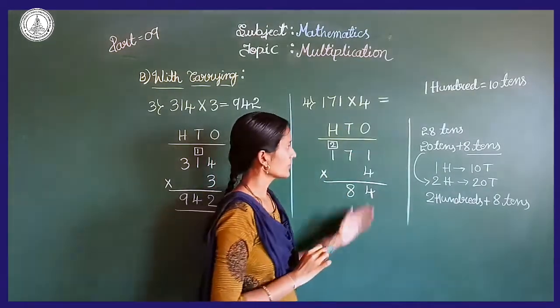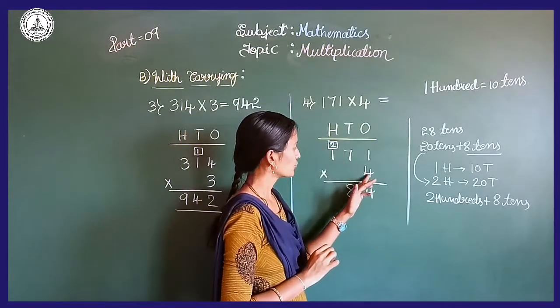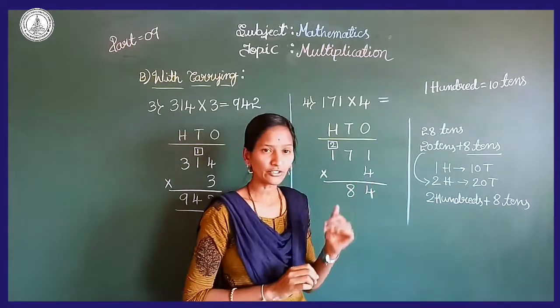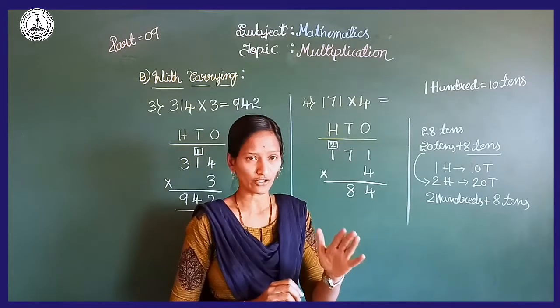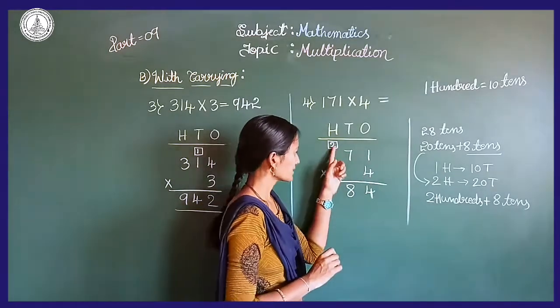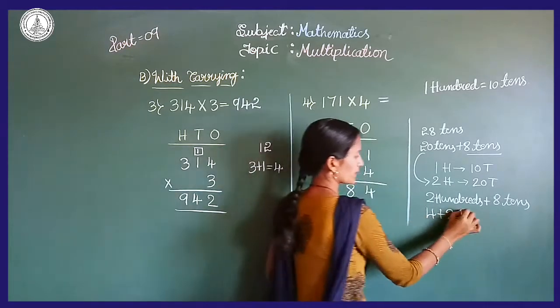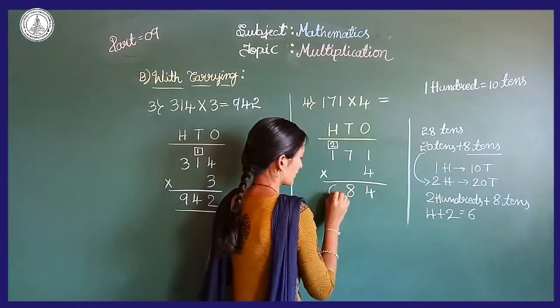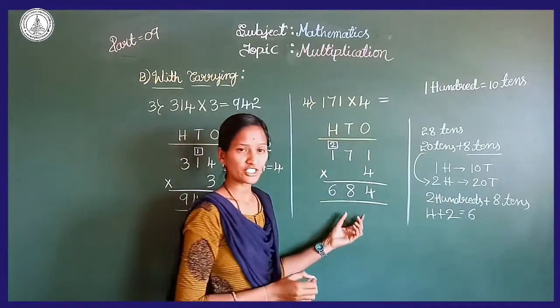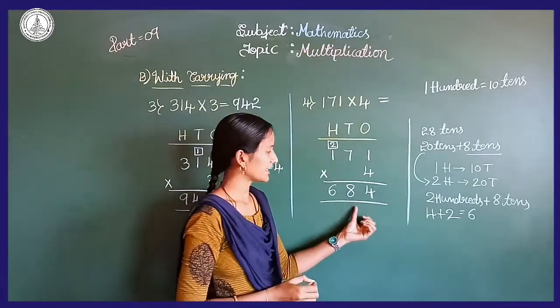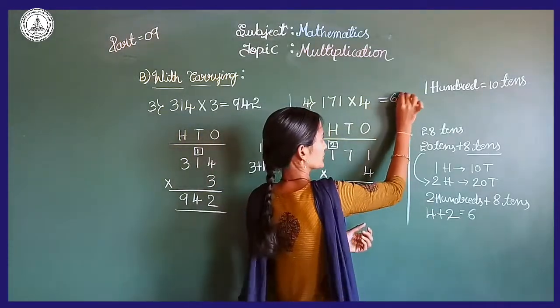Right? So now come to the hundreds column. So 4 into 1. Yes, already you know 4 into 1, it is 4. Right? 4 plus this 2. So 4 plus 2, it is 6. Write down here 6. So which is our product? 684 is our product.